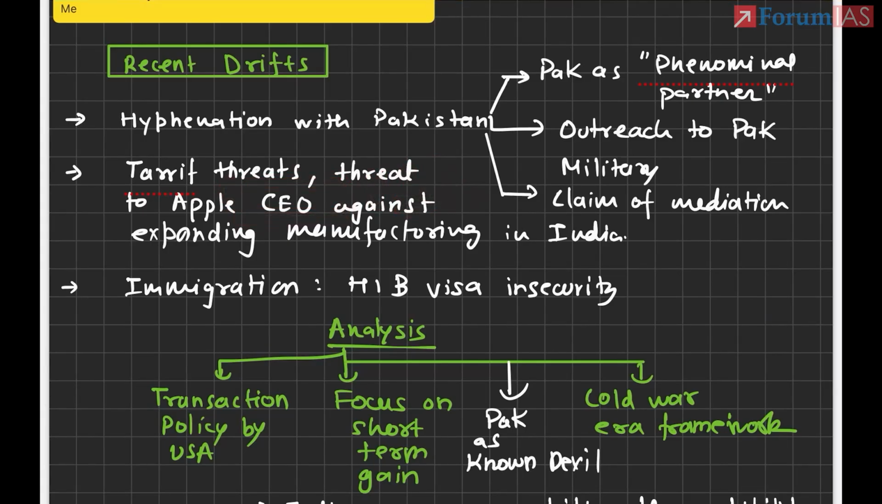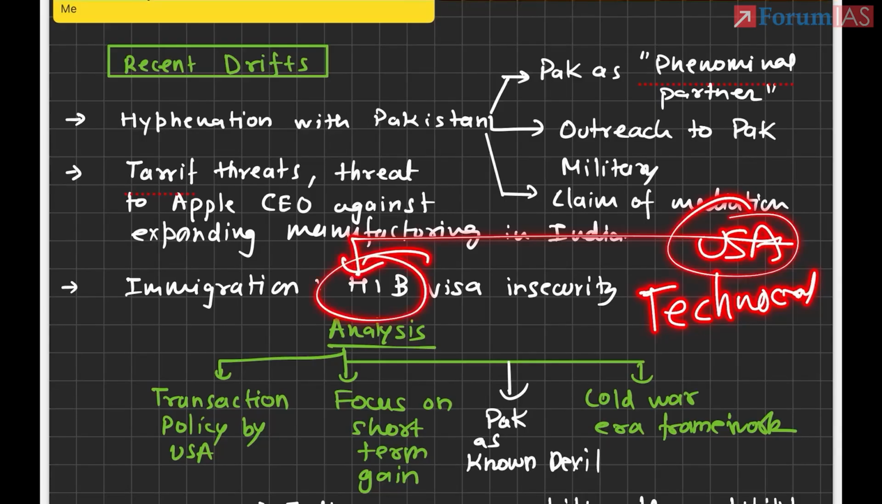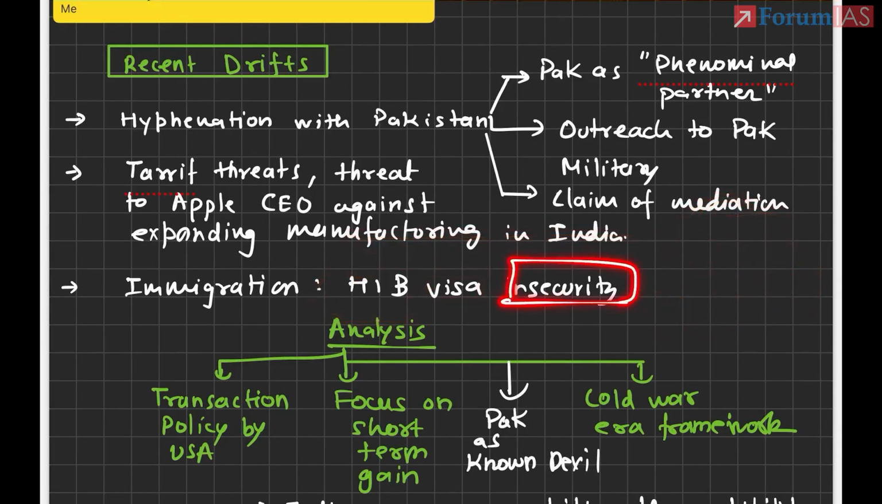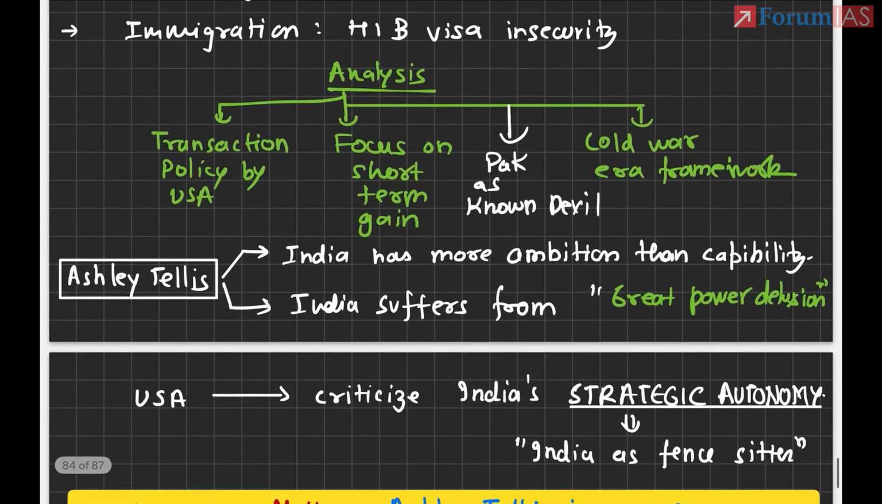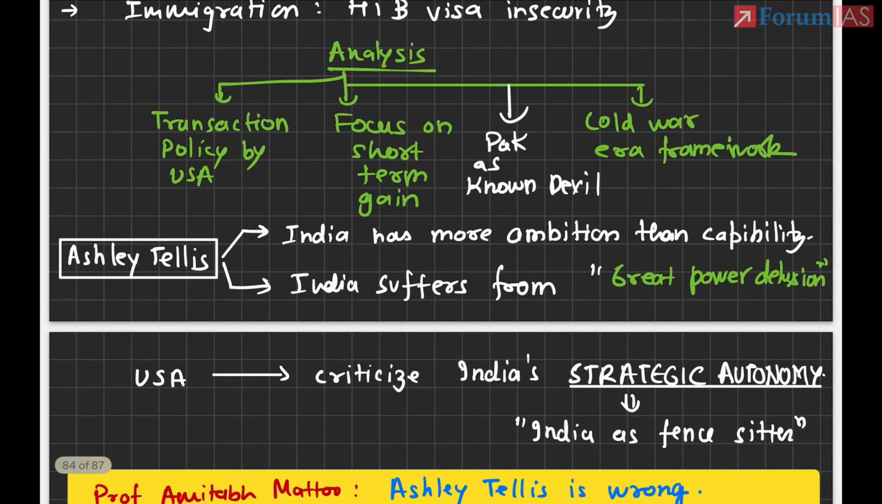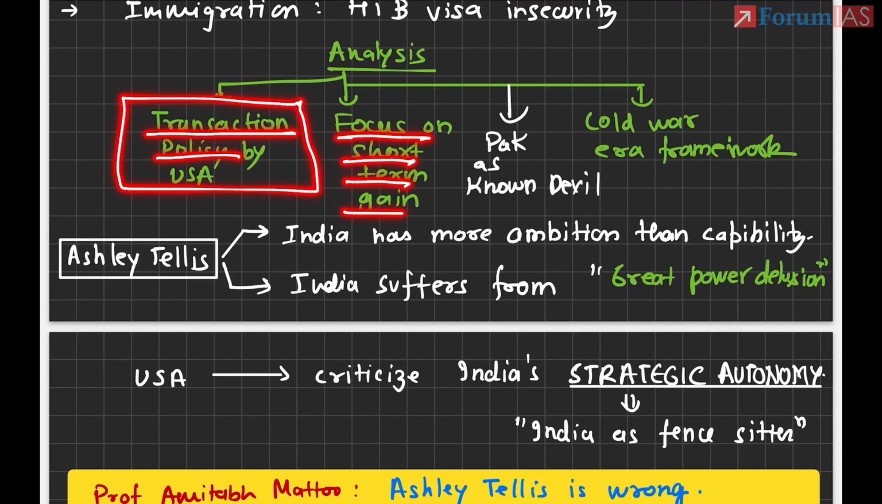Then, a lot of Indian software developers and Indian technocrats work in the USA on H-1B visas. There is insecurity about the H-1B visa also. There is policy uncertainty which can impact India. Now let us try to analyze what this means. It means that the foreign policy of the USA, or of President Trump, is transactional. They are looking at shorter gains. It is a short-term policy.